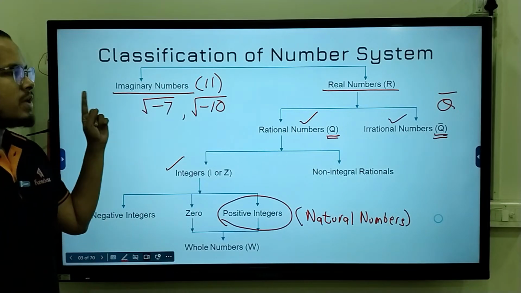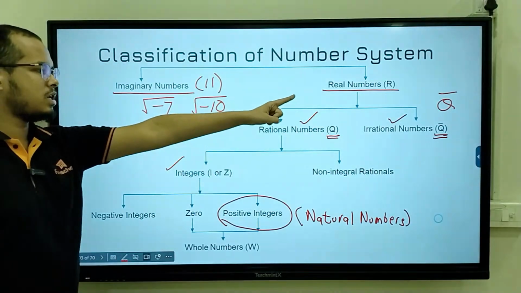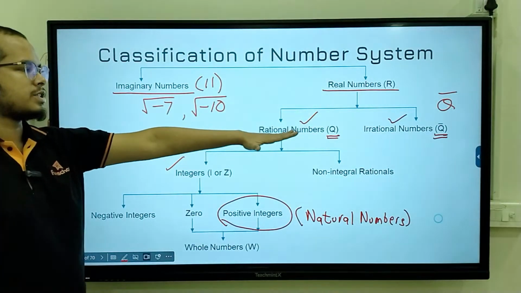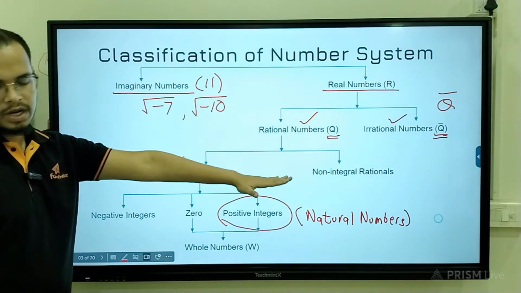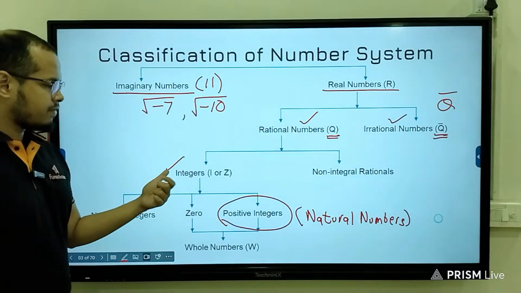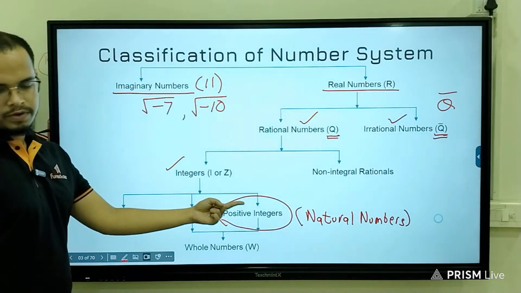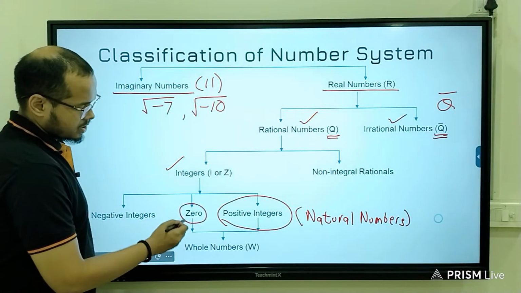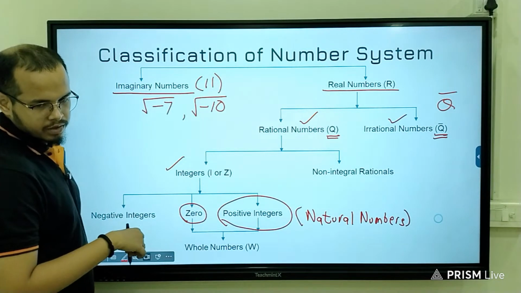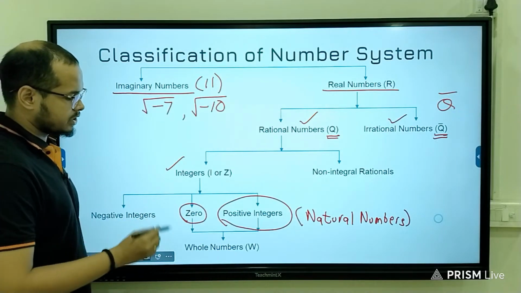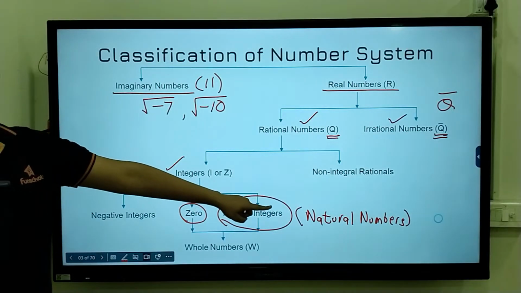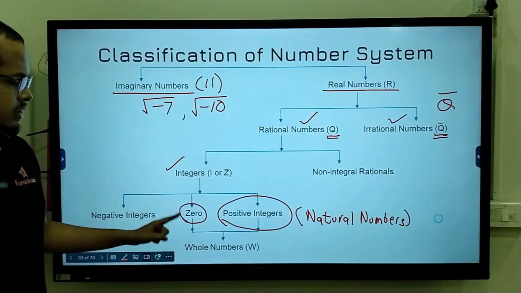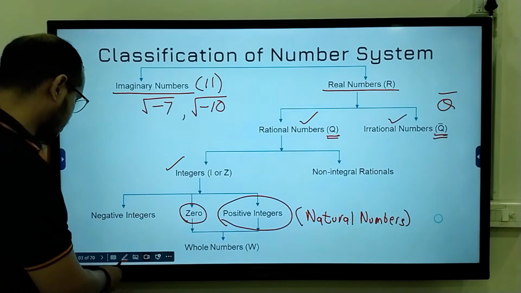Let me repeat myself. Imaginary numbers and real numbers; real numbers divide into rational and irrational numbers. Rational numbers divide into integers and non-integral rationals, and integers into negative integers, zero, and positive integers. Zero is neither positive nor negative. This has to be the case. Positive integers are called natural numbers, and natural numbers plus zero make whole numbers.